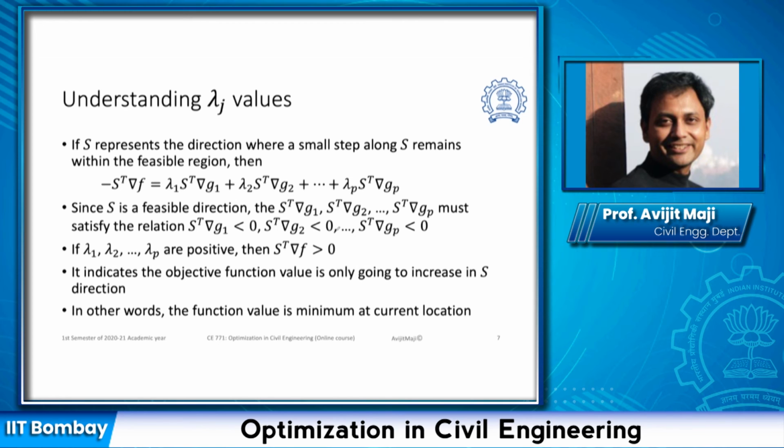Now in that particular equation, where we are representing the gradients of the objective function and the constraint, we want to identify a search direction where a small step along that search direction is going to remain within the feasible region. In this case, let us represent that search direction by S. So if we pre-multiply that search direction with the gradient, it is going to be represented by this equation.